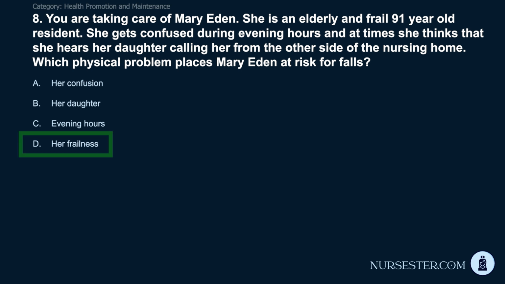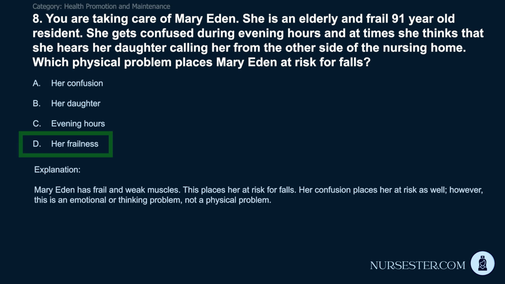Correct answer, D. Her frailness. Mary Eden has frail and weak muscles. This places her at risk for falls. Her confusion places her at risk as well. However, this is an emotional or thinking problem, not a physical problem.